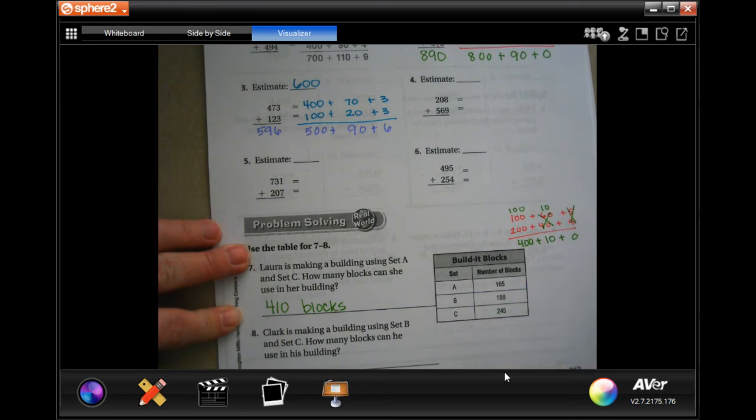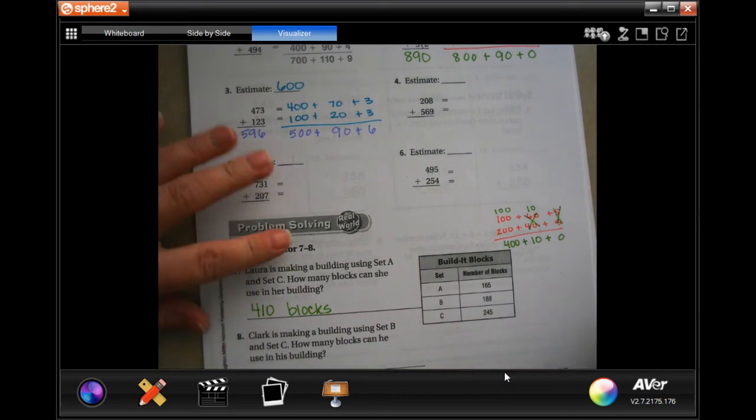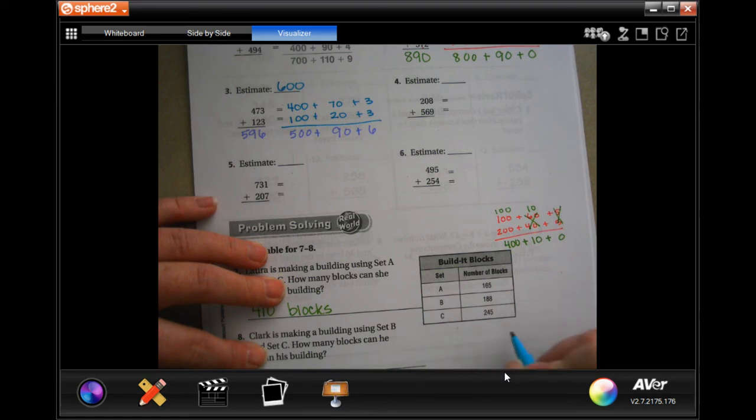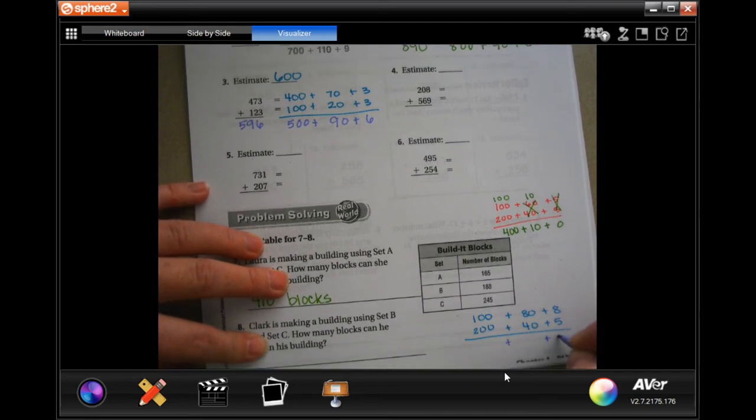Okay, all right. Mark is making this building using set B and set C. How many blocks can he use in this building? So B is 100 plus 80 plus 8, and C is 200 plus 40 plus 5. Okay, so 8 plus 5 is 13. So I'm going to put that 3 here, and I'm going to put that 10 up there.